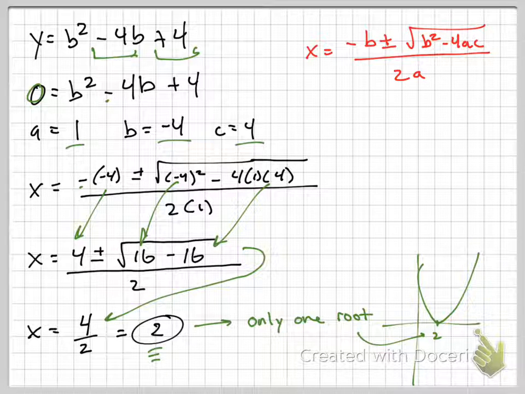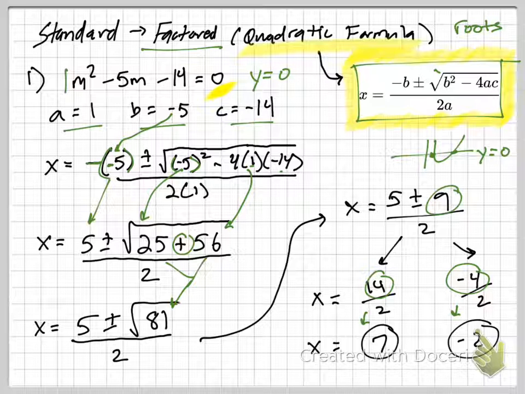Okay. So remember, with quadratic formula, plug things in, carefully follow the steps. Remember your plus and minus at the end. In this case, we didn't need it, but in this case, we did to get 14 and negative 4.